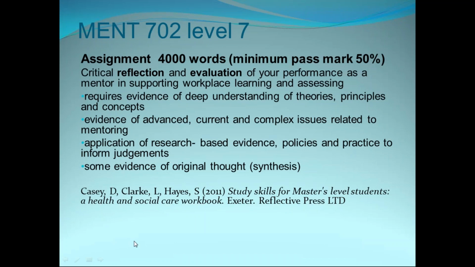So it's 4,000 words, and the minimum pass is 50%. You only have two attempts at masters as well. So for you, you're critically reflecting and evaluating your performance as a mentor supporting workplace learning. It does require evidence of deep understanding of the theories, principles and concepts, evidence of advanced current complex issues relating to mentoring, and application of research-based evidence, policies, practice, informed judgments, and evidence of original thought. This is what we're looking for at Masters.